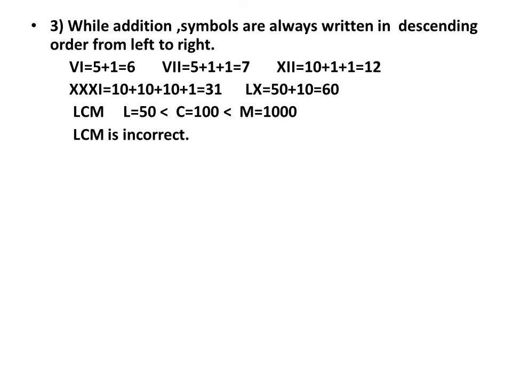Now rule 3. While addition, symbols are always written in descending order from left to right. Descending order means greater to smaller numbers. It means you start with the greater number on the left and then smaller number and so on. Let's take an example here.